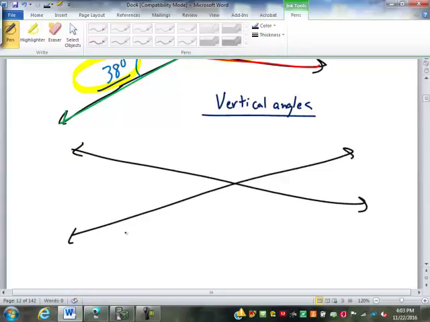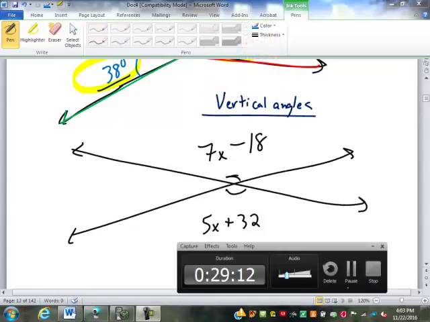So if I have two angles set up like this, and I have 7x minus 18 and 5x plus 32, find those two angles for me. Give that a shot in your notes. See what you come up with.